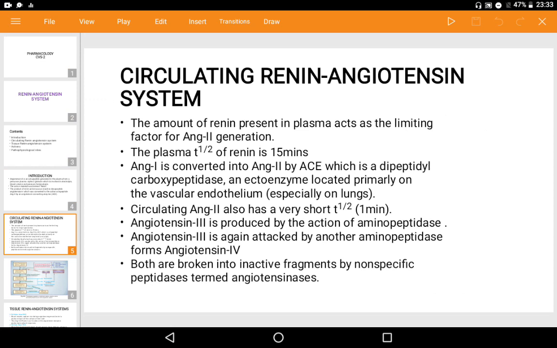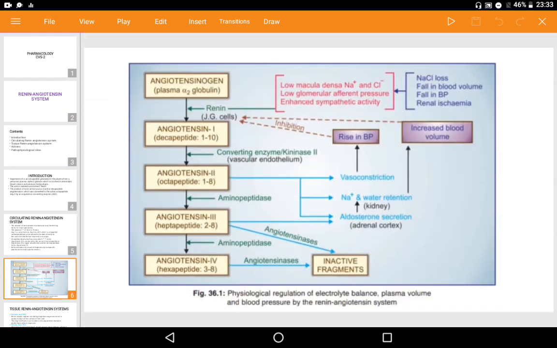Angiotensin 3 is produced by the action of aminopeptidase. Angiotensin 3 is again attacked by another aminopeptidase and forms angiotensin 4. Both are broken into inactive fragments by non-specific peptidases termed angiotensinases. So we can discuss a little about this diagram. This is a very important schematic representation of how angiotensinogen is converted into angiotensin 4.